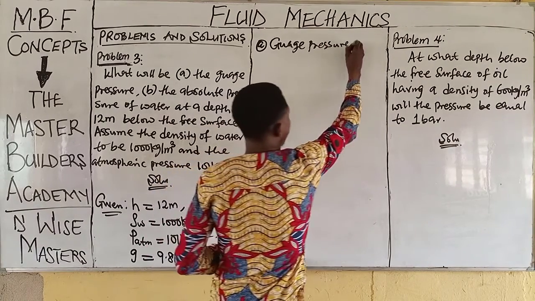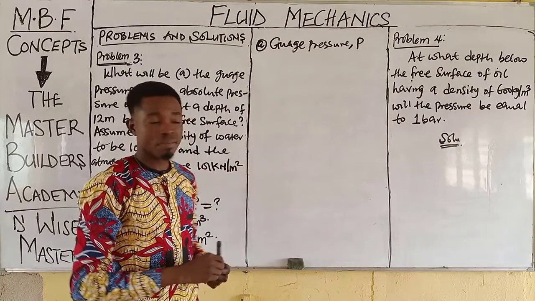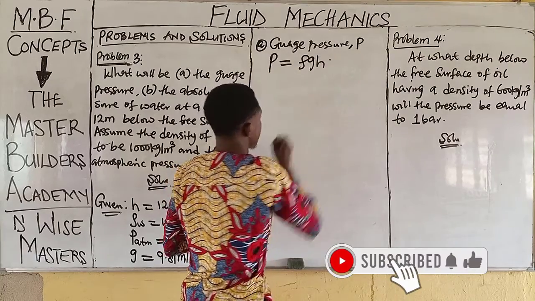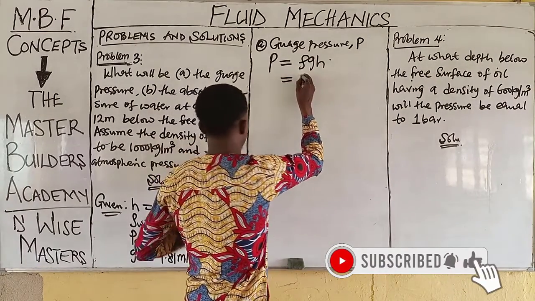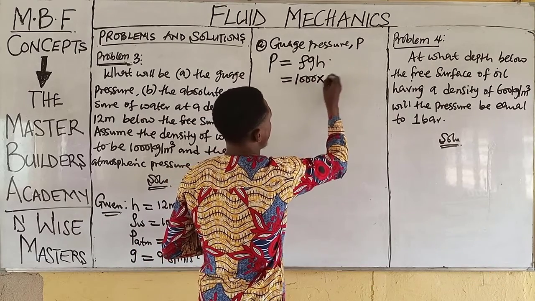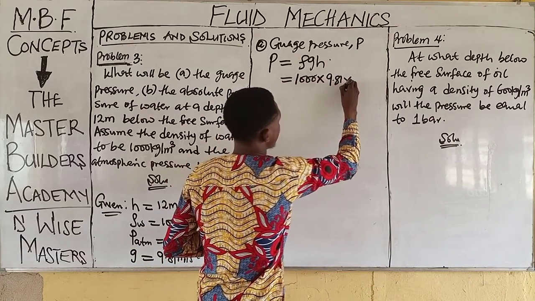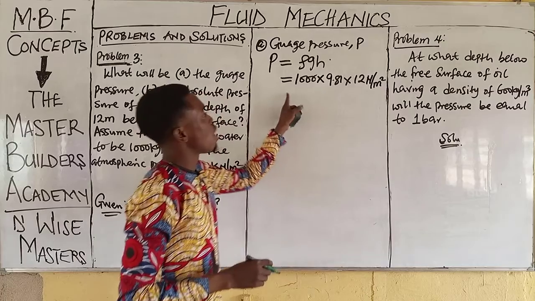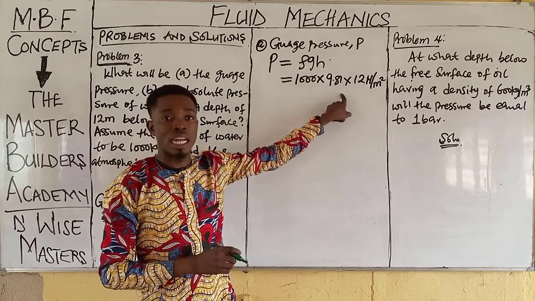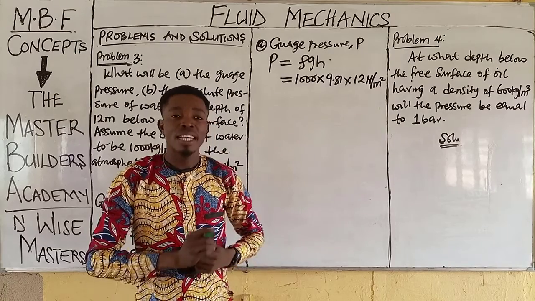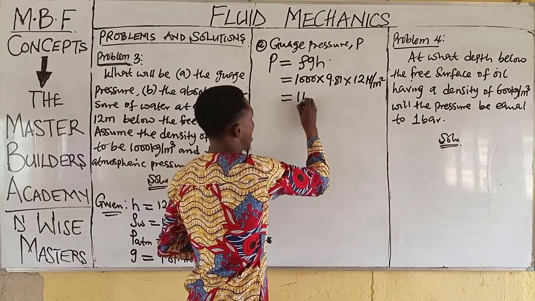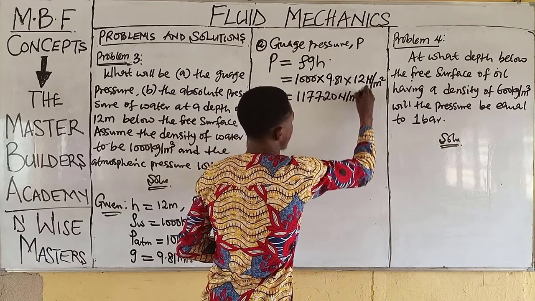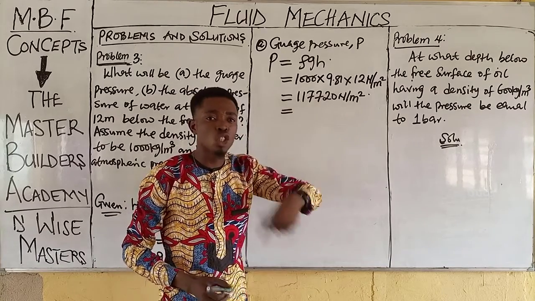And the gauge pressure is the pressure with variation with depth. So we just have that P is equal to rho G H. Now we input the value of density, which is 1000, multiplied by 9.81, then multiplied by 12, giving us the unit Newton meter squared. Now when we multiply 1000 by 9.81 and then multiply the outcome by 12, the final answer becomes 117,720 Newton meter squared.